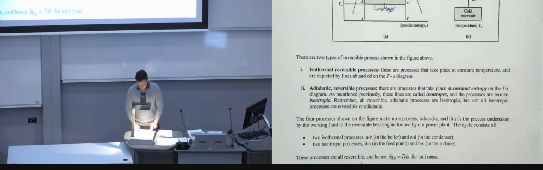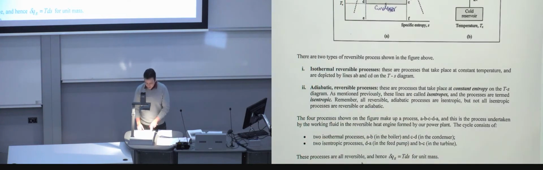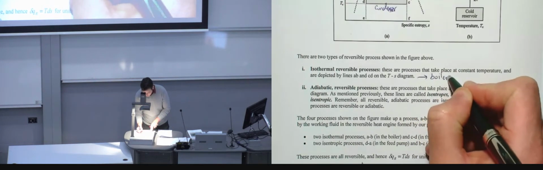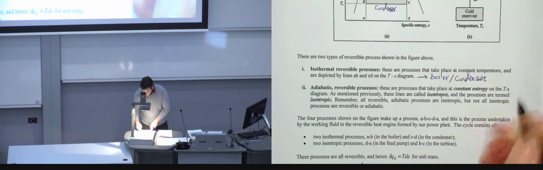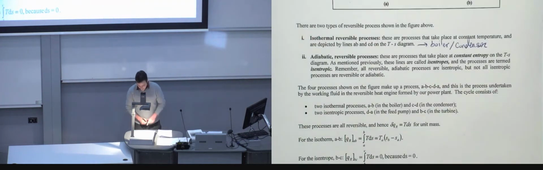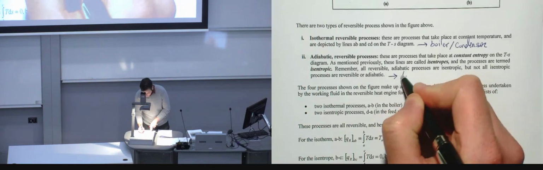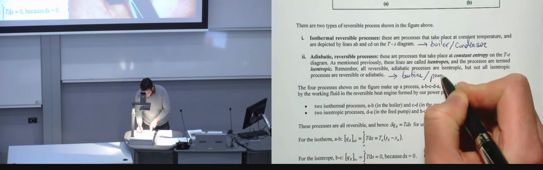So there are two categories of processes, if you like. We've got the isothermal reversible processes, which applies to the boiler and the condenser. And you've got the adiabatic reversible processes, which are essentially isentropic processes, and that applies to the turbine and the pump.